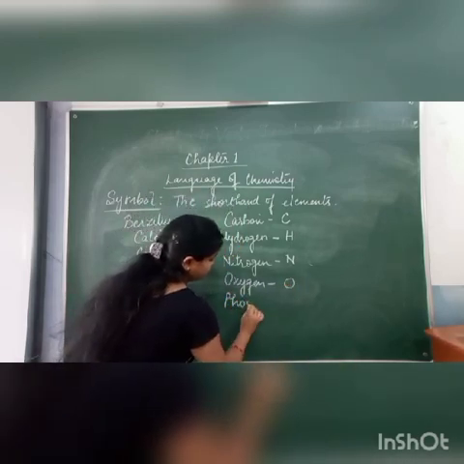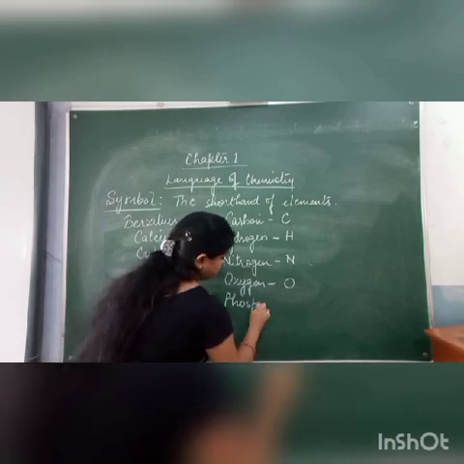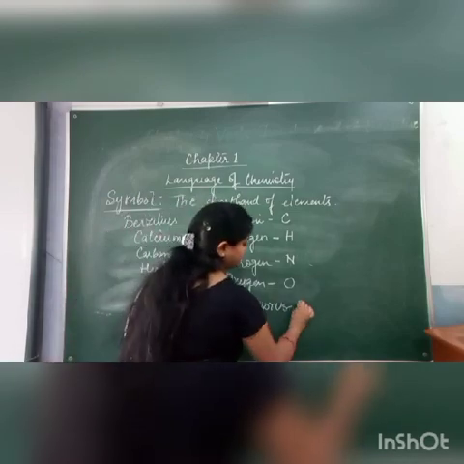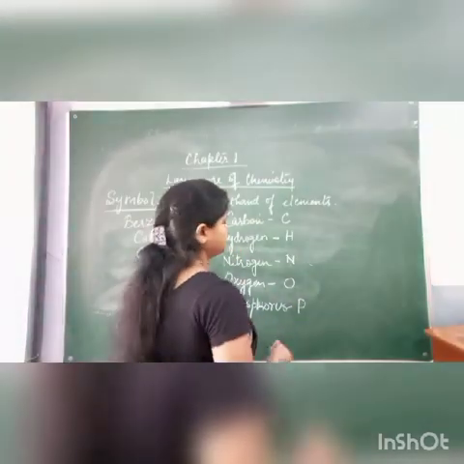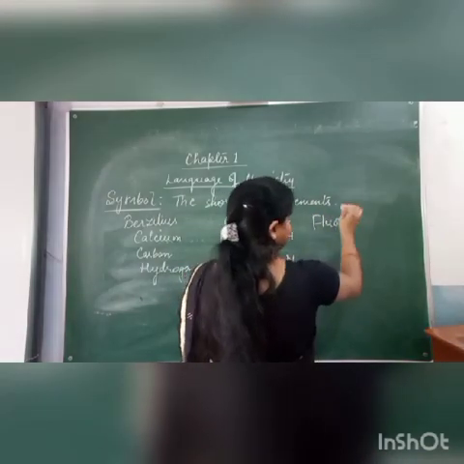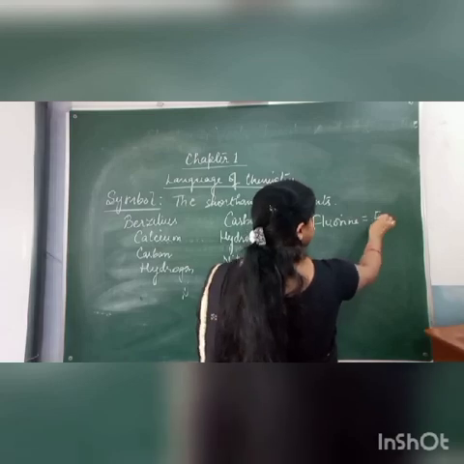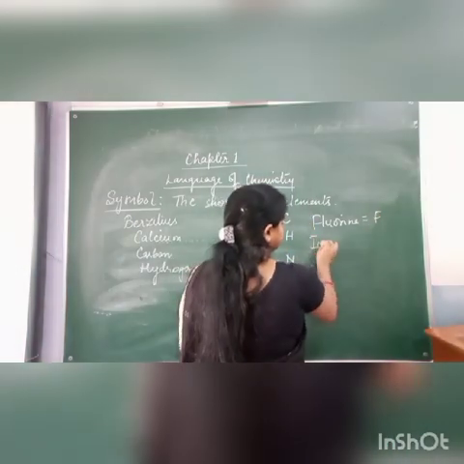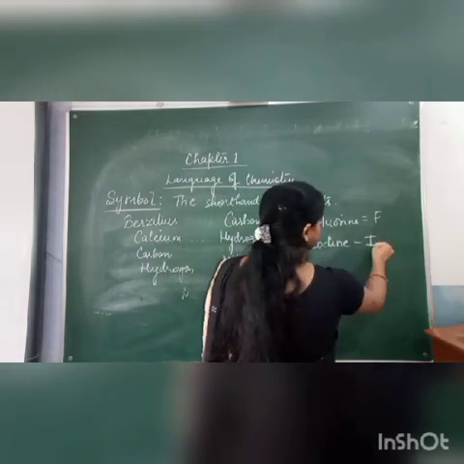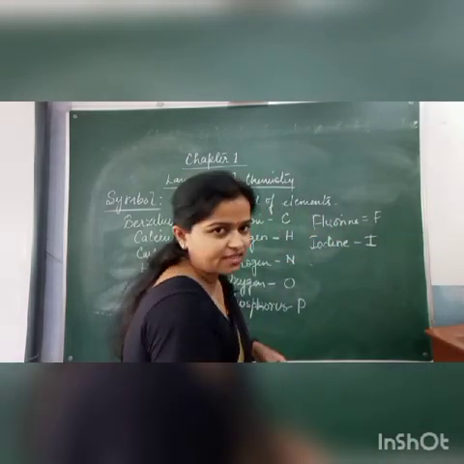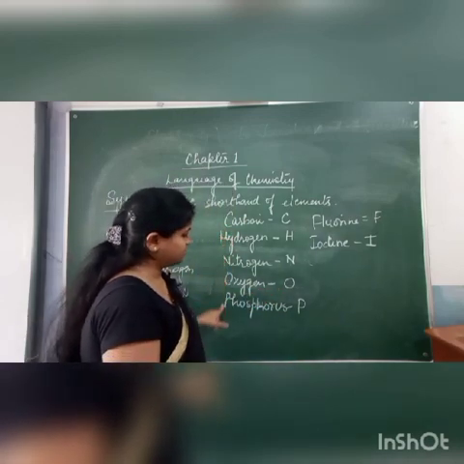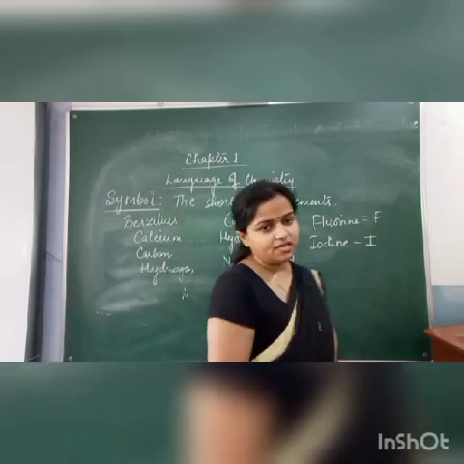Then phosphorus. First letter is P, symbol will be P. Then fluorine. First letter is F, symbol will be F. Then iodine. First letter is I, symbol will be I. Like this he says when we arrange all the elements, the first letter of the element will be the symbol of that element.